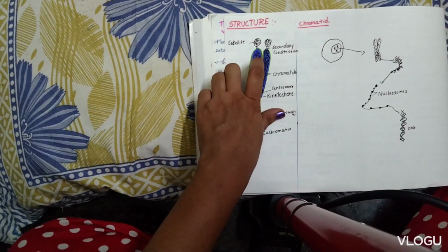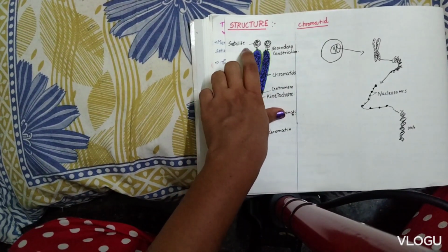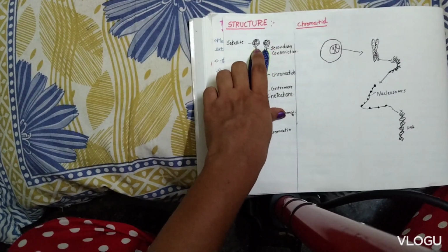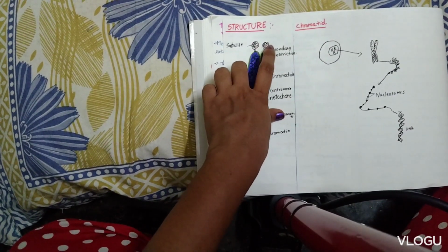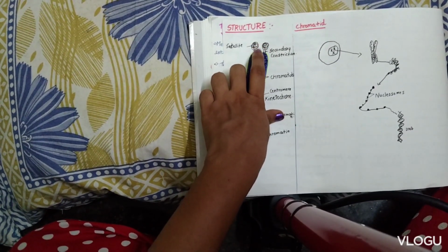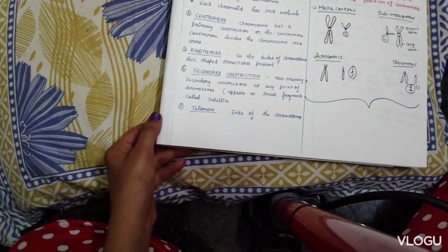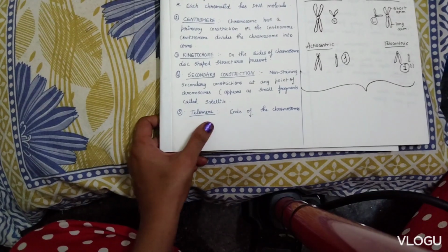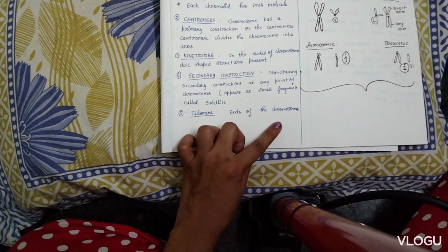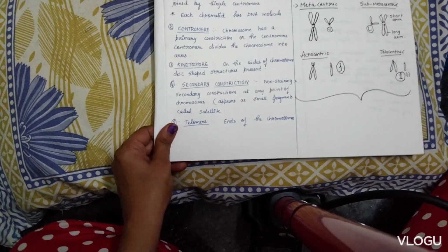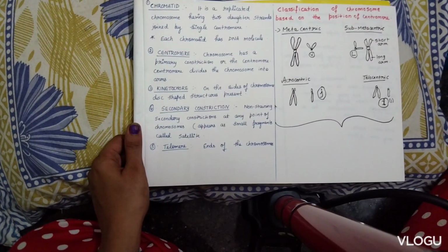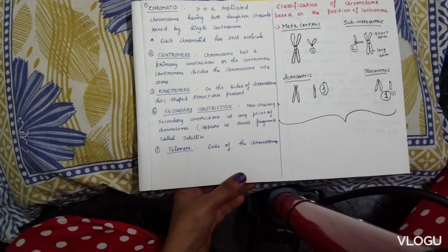Again, this chromatid got divided, forming a secondary constriction. They are not taking up any stain. They are colorless, because they didn't take any of the stain. Telomere: the ends of the chromosomes are called telomeres. So these are the structures of the chromosomes.